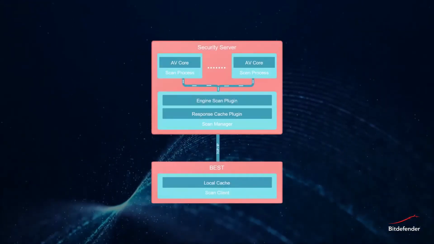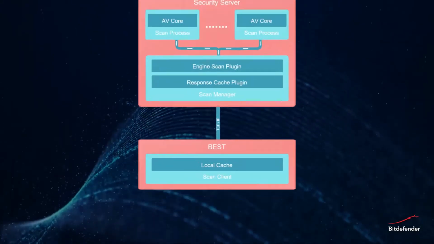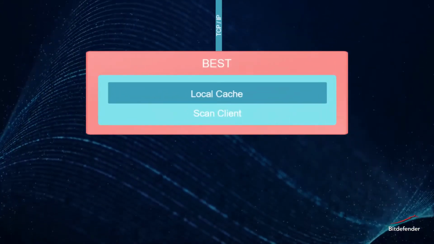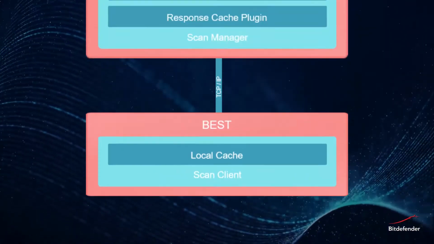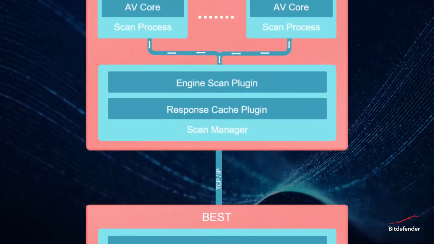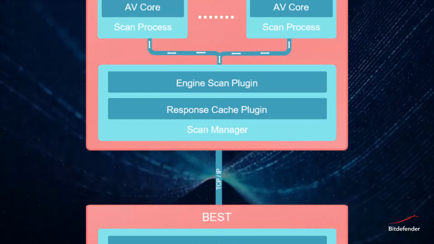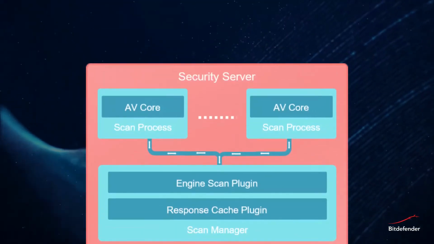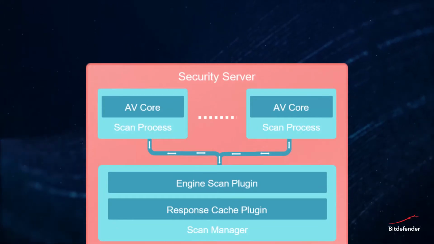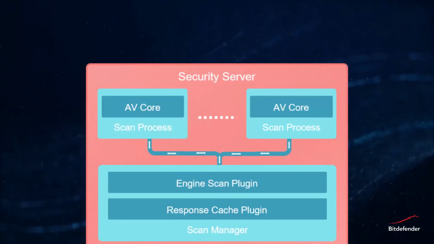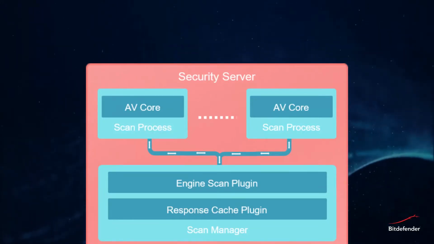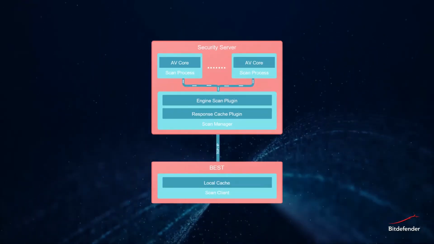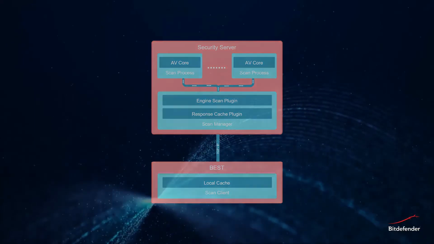When an object is scanned in a virtualized environment, the local cache is first queried. If a corresponding entry does not exist in the local cache, the security server global cache, known as the response cache, is queried. If a corresponding entry is still not found, then the object is subjected to scanning. At this moment, BEST will send file chunks capable of containing malicious code to the security server for scanning. The result is then used to populate both response and local cache.